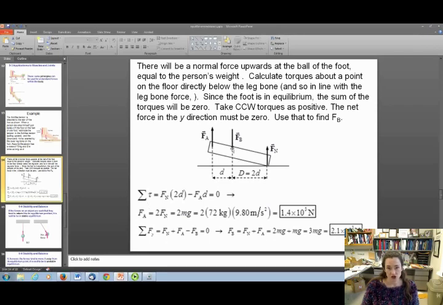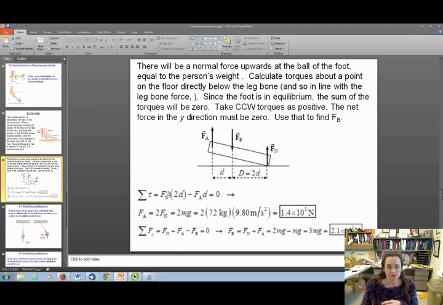Now, the two things that are going to cause torques, remember, the force of that bone, F sub B, acts at the axis, so that causes no torque because the lever arm is 0. So you just have the force of the Achilles tendon and then the normal force that are causing torques. Now, the normal force is going to cause a counterclockwise positive torque, and then the tendon is going to cause a clockwise negative torque.